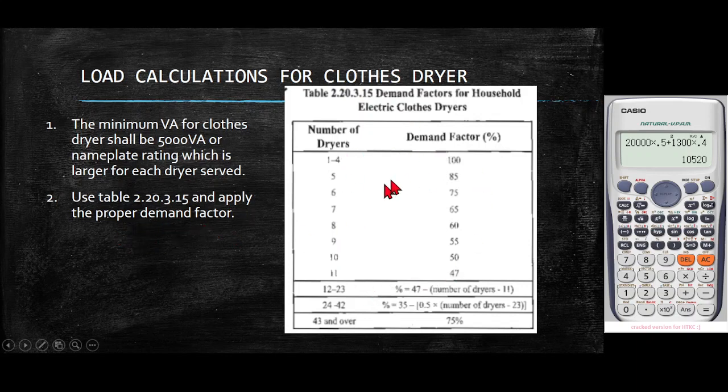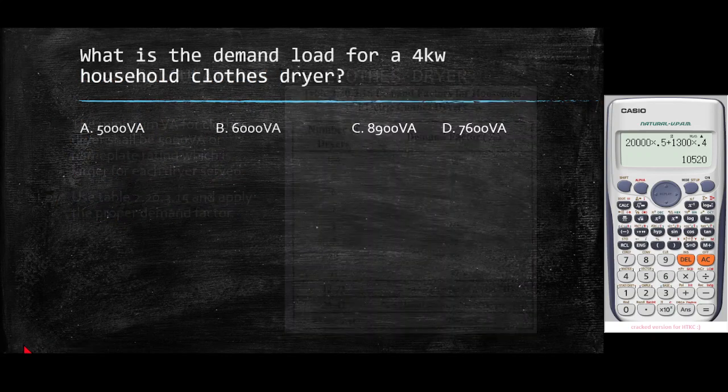So we have this one. The number of dryers from 1 to 4, that is 100% demand factor. Kapag 5 na, i-multiply na natin ng 85% ang total. Then 6, 7, 8, 9, 10. Tapos dito may special cases pag lumagpas na siya ng 23 at 43. Ang gawin natin ay familiarize on how to use the table. Meron pa naman dalawang buwan, so you could familiarize with this one. Ito i-send ko sa ating website, okay? Then let's have some examples.